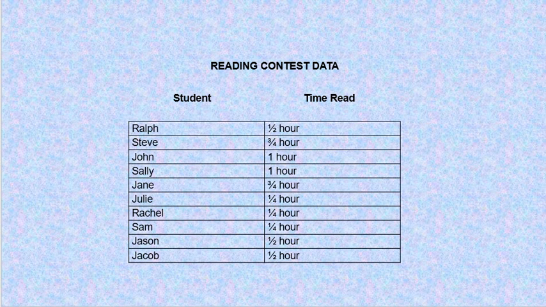This is the table that we'll be using today, reading contest data. You have the student name, and then you have time read. Look at this chart. Think about it. Is it easy to read the data in this chart and organize it? How could we use this data to organize it in an easier way so that you can use it to analyze and answer questions from?